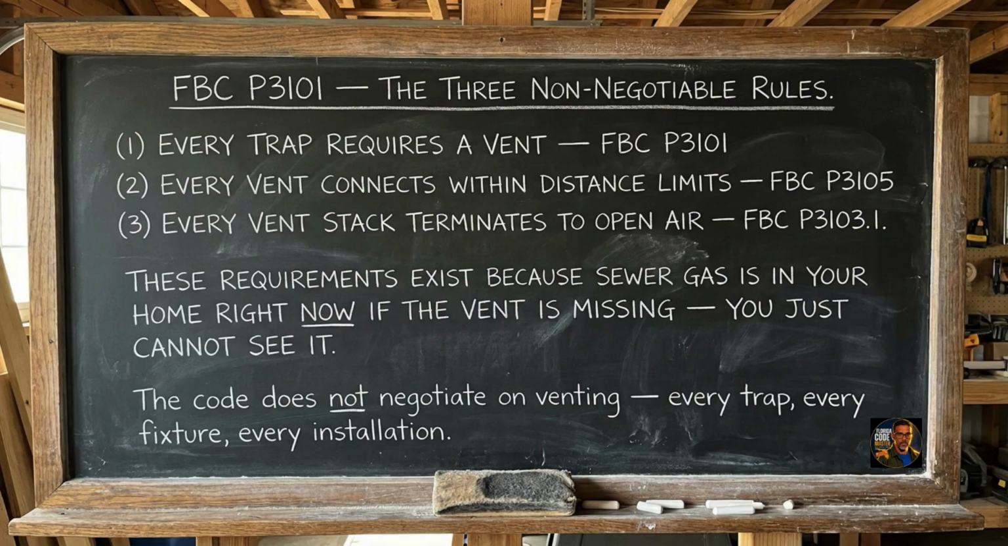The Florida Building Code does not negotiate on trap venting. Every trap requires a vent. Every vent must connect within the distance limits. Every vent stack must terminate to open air. None of these requirements exist because inspectors enjoy paperwork. They exist because sewer gas is in your home right now if the vent is missing. You just cannot see it.